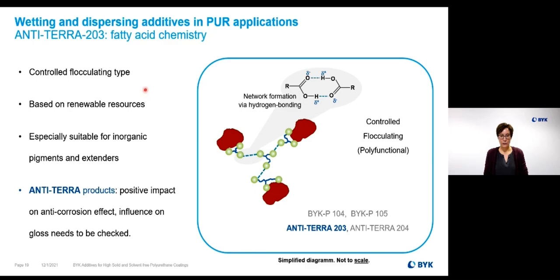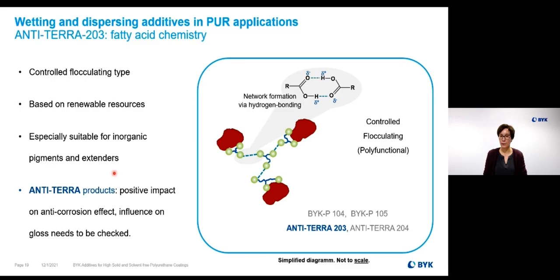How does it work? Controlled flocculating wetting and dispersing additives have pigment affinity groups. They go on the surface of the pigment, of course, but they're also able to build a network with hydrogen bondings so that you get this higher viscosity. We can say that they are mainly used for inorganic pigments or for fillers. And we recommend to use them whenever the focus is more on protection than on perfect appearance.